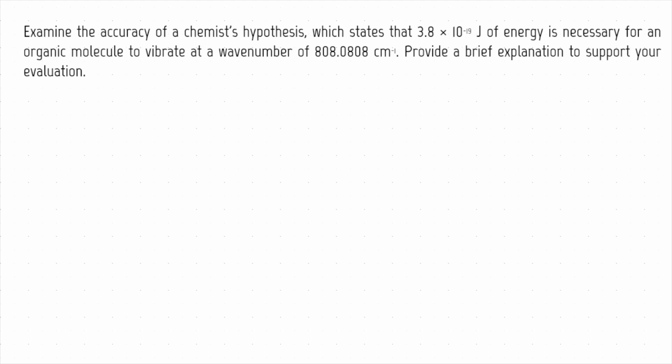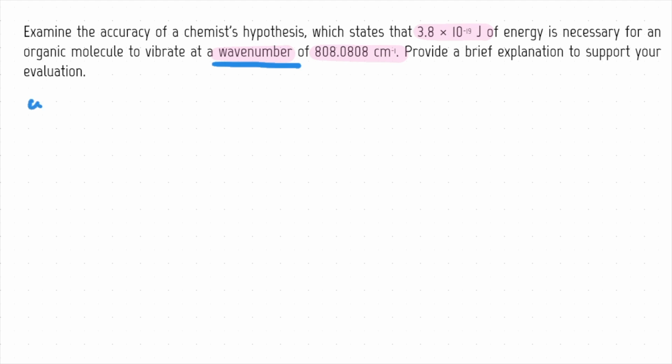Right, so let's look at the question now. The energy given to you is 3.8 times 10 to the power of negative 19 joule with a wave number of 808.0808 per centimeter. So the first thing that you need to calculate is how you can convert this wave number, because this is not a wavelength given to you. You were given the wave number and need to convert it into the wavelength.